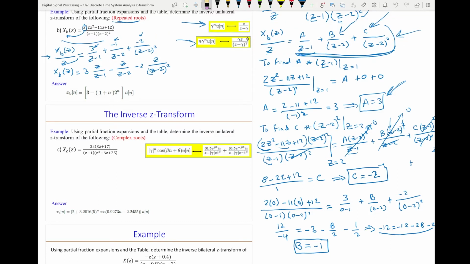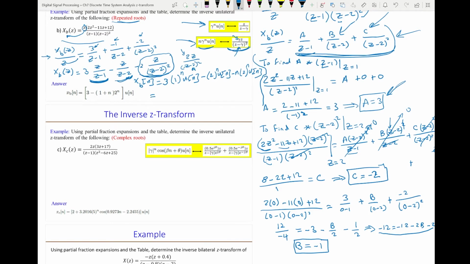Let's clean this. X of n, the inverse z transform of this one will be 3 gamma is 1 to the n u of n. For this one, minus, gamma is 2. For this term, I'll be using this. So this term here, I can write it this way. So gamma, this is 2. And here it's 2. So then the answer will be this, minus n 2 to the n u of n.